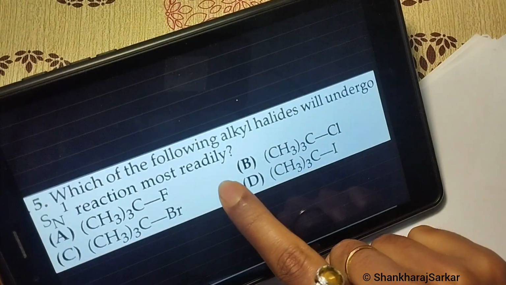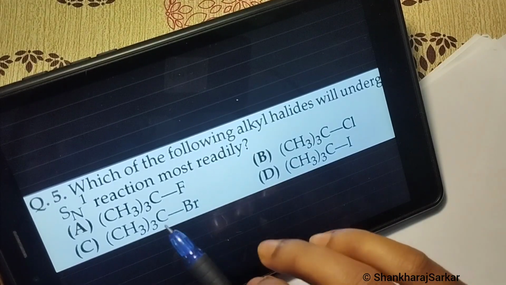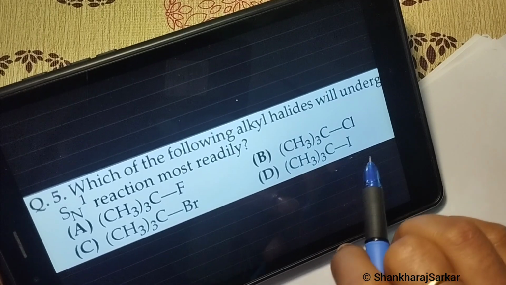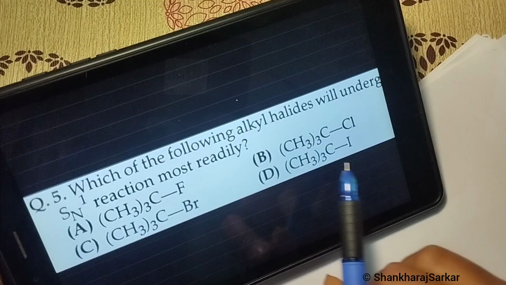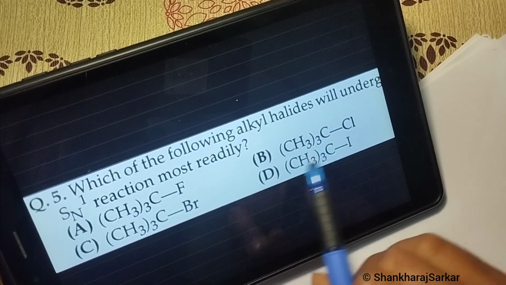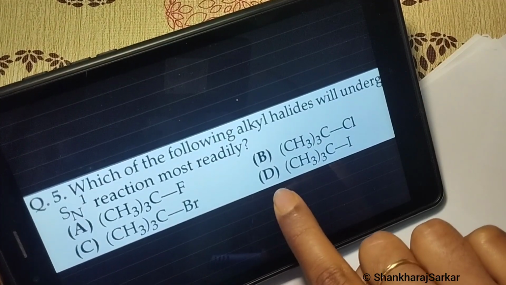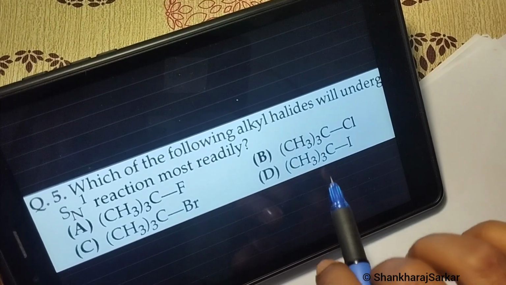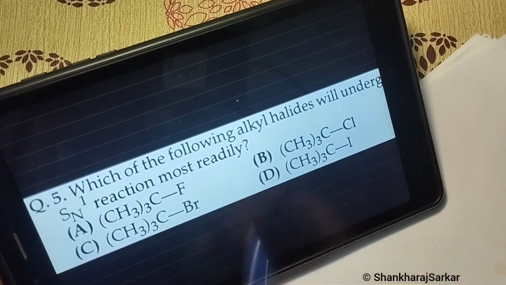Next, which of the following alkyl halides will undergo SN1 reaction most easily? We know that SN1 reaction depends on the leaving group. Here I negative is a very good leaving group, so I can easily break from the bond, and it will make this 3 degree carbocation. Obviously D will be the correct answer, because the fluorine carbon bond is very strong, and the bond between C and I is the weaker one, so the bond can easily break. So option D will be the correct answer.